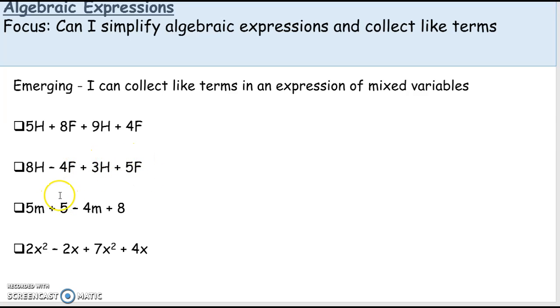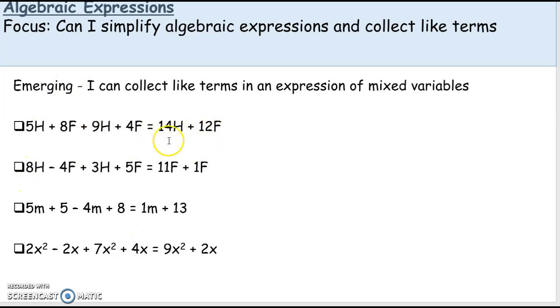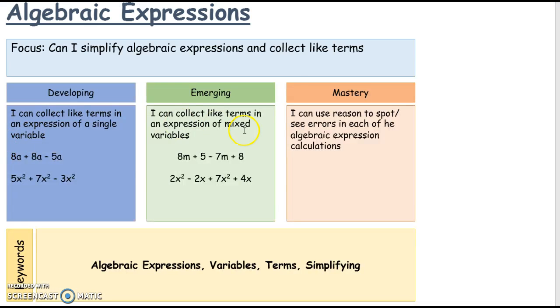So in this case, you know that this is plus 5m and this is minus 4m. This is minus 2x and this is plus 4x. So if we were to do these questions, you can see that this is the end result. The 5h plus the 9h will give you 14h, 8f and 4f will give you 12f, and if I jump down just a bit more, 5m minus 4m gives you 1m, and 5 plus 8 will give you 13. Same thing applies here.